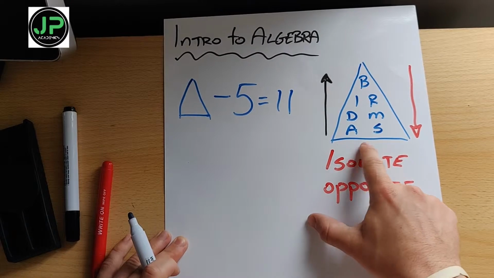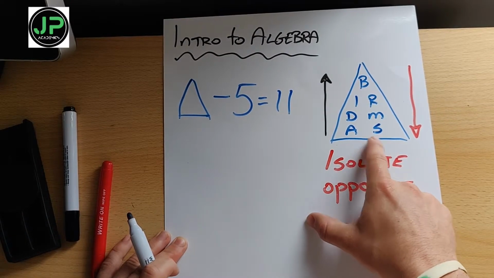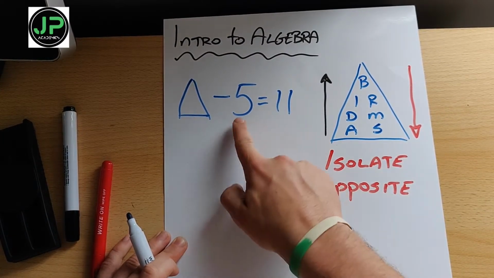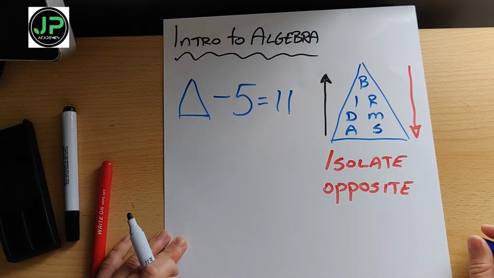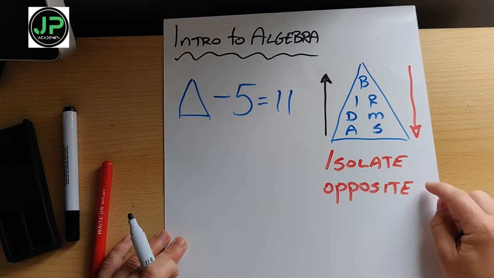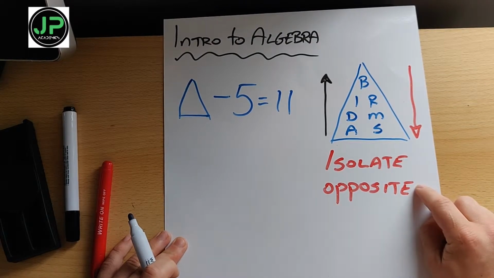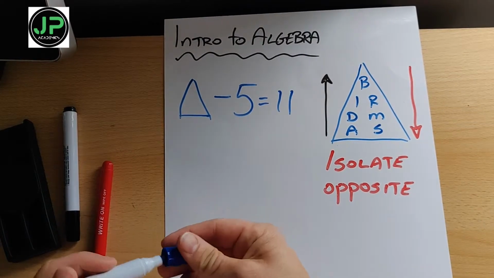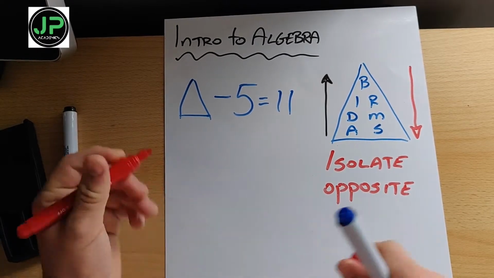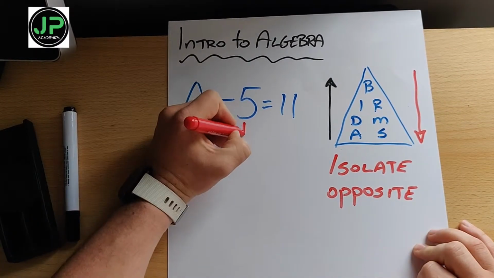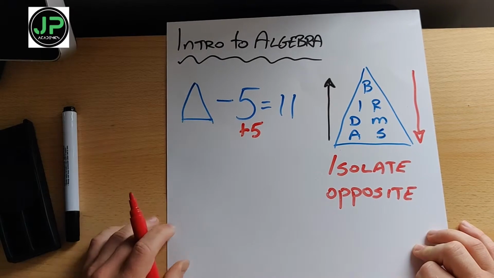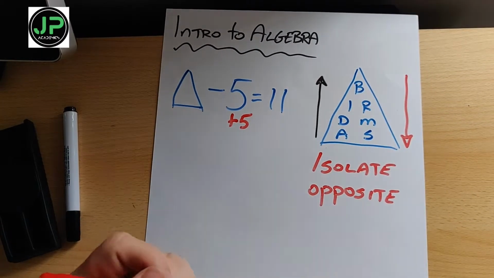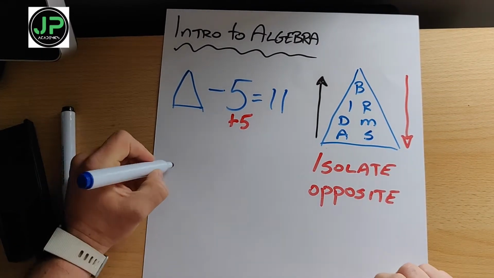Start at the bottom of BODMAS. Is there an add or subtract? Yes, there is a subtract. So take that away from the left hand side. Now to take it away, you need to cross the bridge and do the opposite. What is the opposite of minus 5? Plus 5.